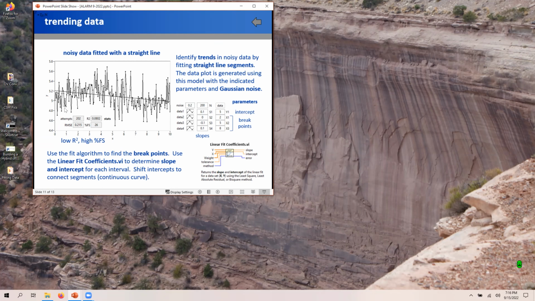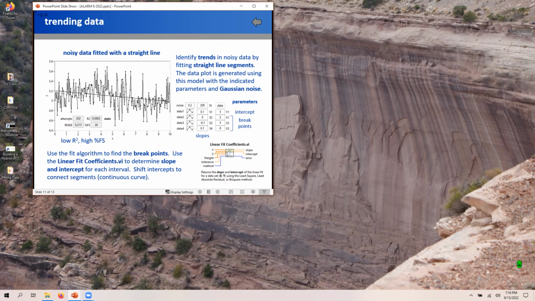But it's really low values of R squared, 0.08, 26% full scale. So it's not what I'd call a great fit. And this fit was obtained using the coefficients literally from the NI LabVIEW VI that just gives me slope and intercept for a straight line.